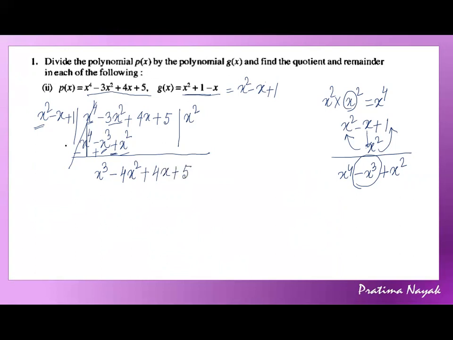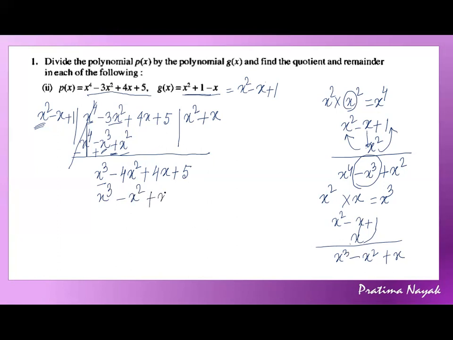What next? Next again go for the first term and the first term. So x square, I need x cube. What should be multiplied? 1x will be multiplied. So I'll write plus x. Then what to do? The whole thing, x square minus x plus 1, I'll multiply by x in each term. So it will be x cube, second will be x square, third will be plus x. So I'll write x cube minus x square plus x.